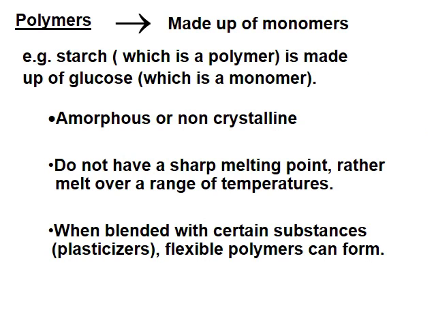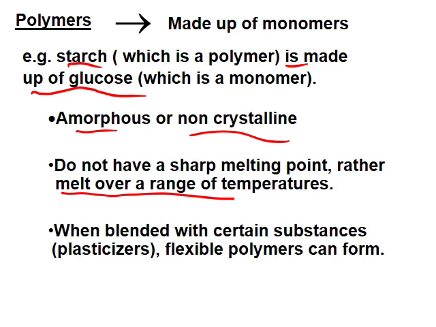Now we are going to talk about polymers. They are made up of monomers, or small units. For example, a starch molecule is made up of a large number of glucose molecules bonded back to back. Polymers are usually amorphous, or non-crystalline. Since they're non-crystalline, they do not have a sharp melting point. Rather, they melt over a range of temperatures.